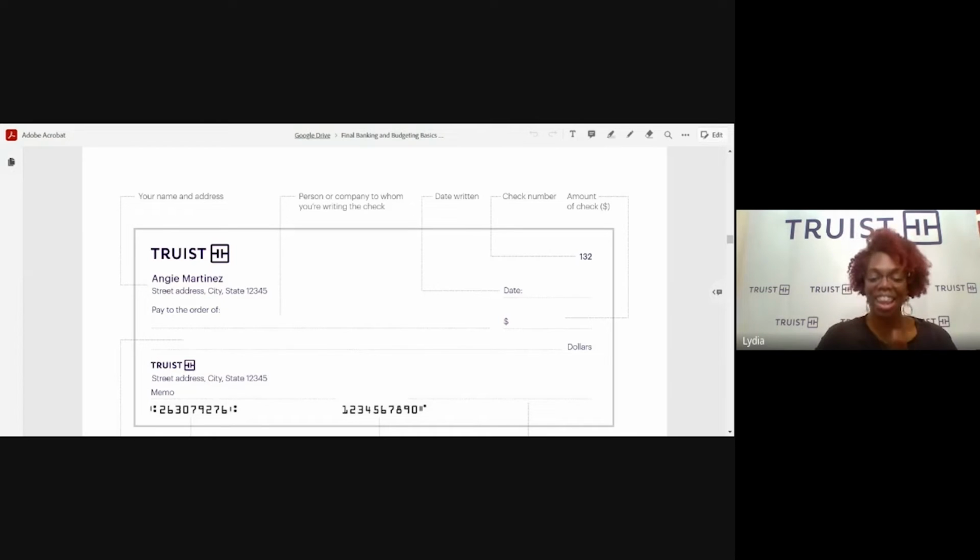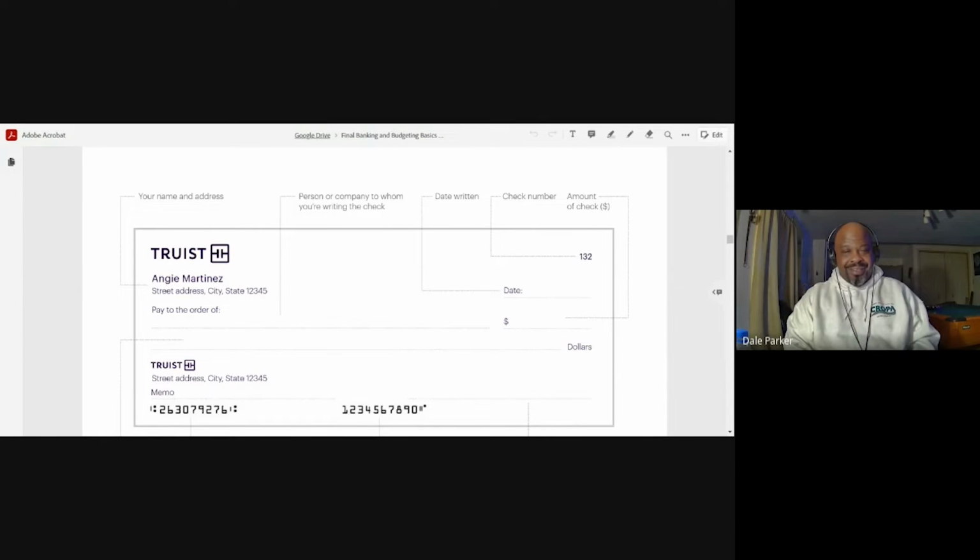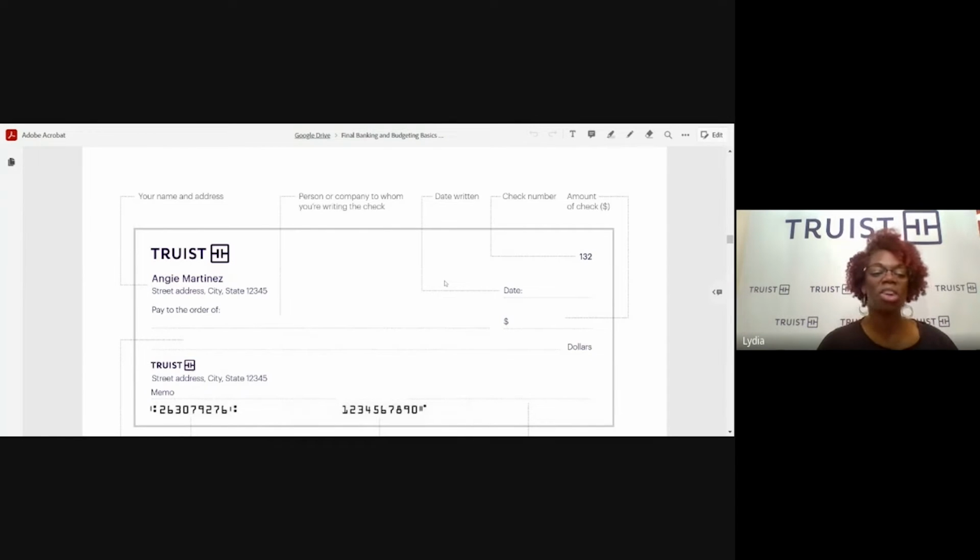Okay. Technically, that is not something that we should be doing. Technically, it is illegal to write a post-dated check. If it gets processed, it's processed. Technically, it shouldn't have been a post-dated check anyway. So please don't give anybody a check until you are ready for that money to be taken out of your account. Pay to the order of is your demand of where you want those funds to go.